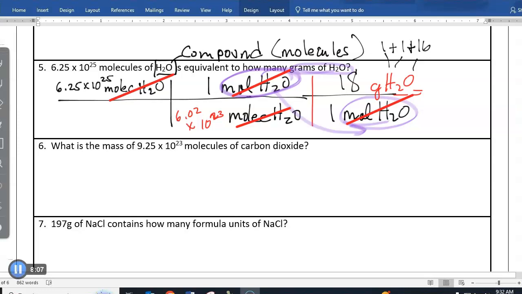All right, so this time, remember when we divide, put parentheses around the 6.02 times 10 to the 23rd on the bottom, okay? So 6.25 times 10 to the 25th times 18 on top, divided by 6.02 times 10 to the 23rd.